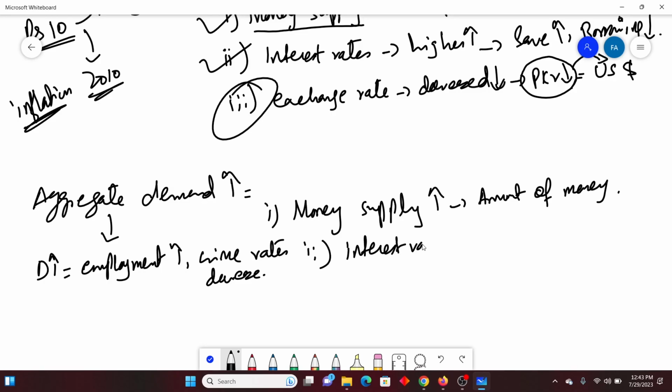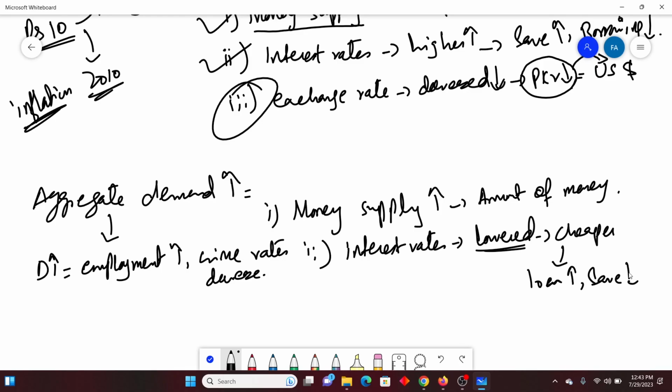So what should be done with the interest rates? The interest rate should be lowered, so that people find taking more loans from the market cheaper. Taking more loans is cheaper, and ultimately people will take more loans because now they have to pay less interest. Secondly, they will save less.